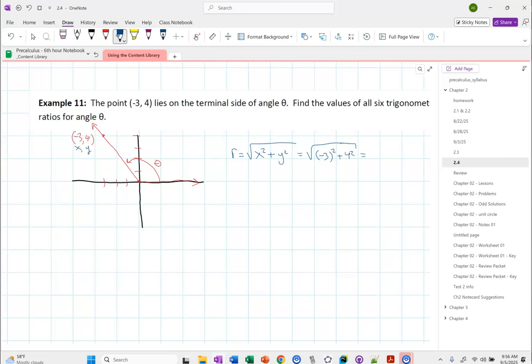3, 5. So the answer to this should be 5. So I think you forgot the square root, Ian. I got 5.